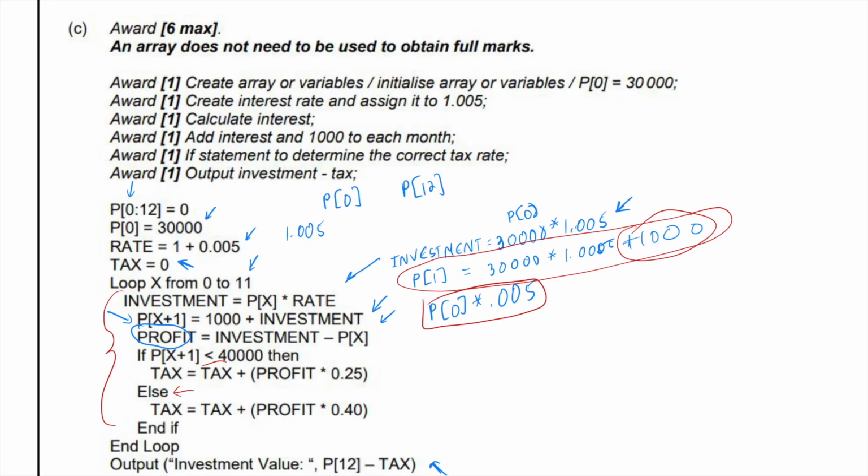And I'm not going to go through and trace everything, but we're basically going through this process, then going back up. We're doing it all the way until we get to index 11 so that we can calculate our total value for the last month, which is going to be stored at P12.